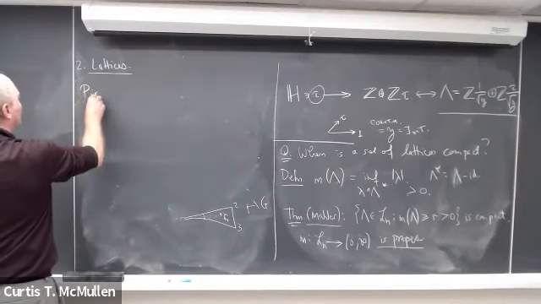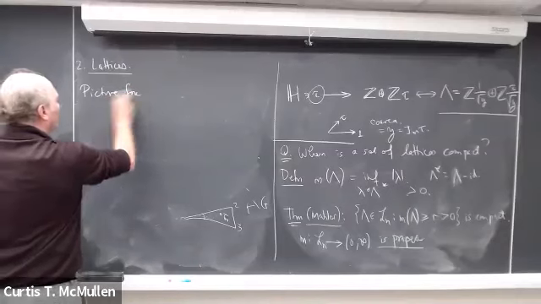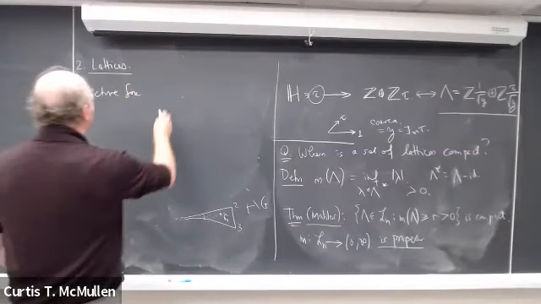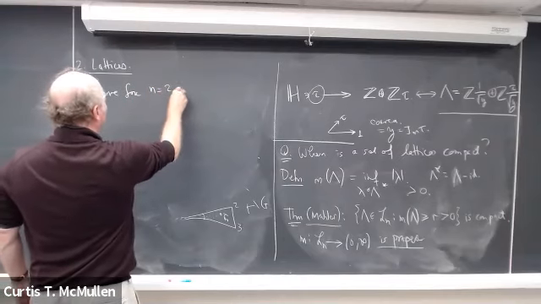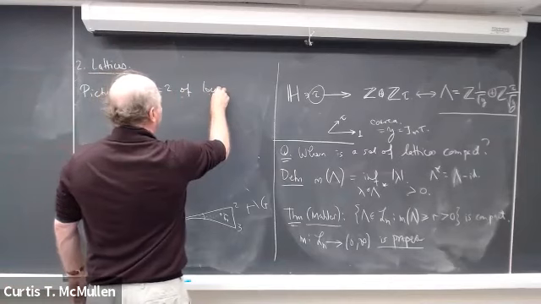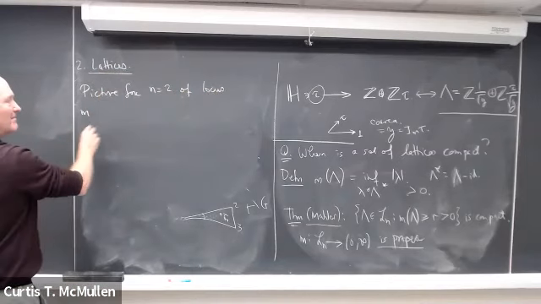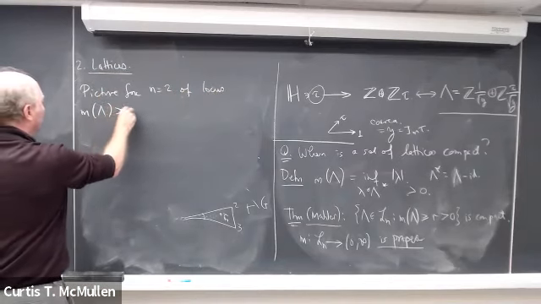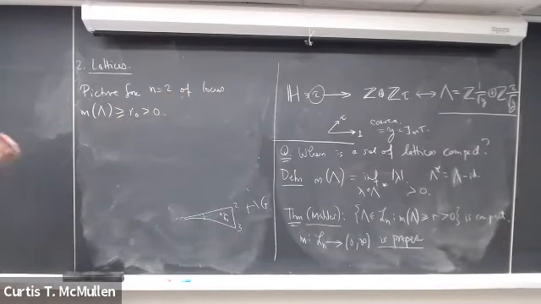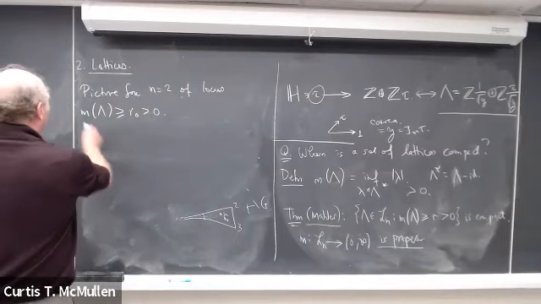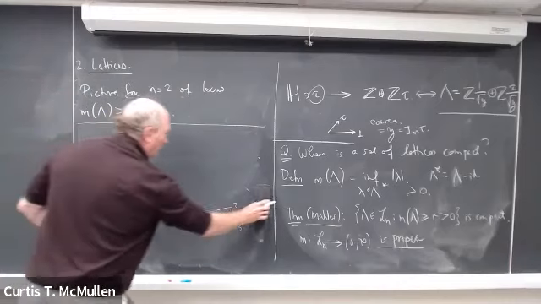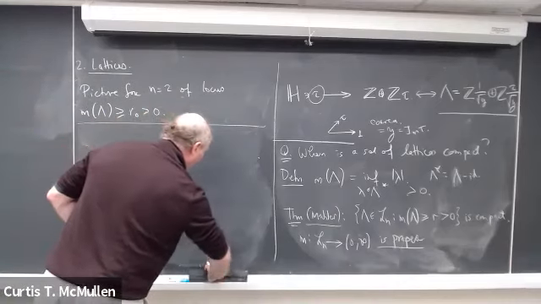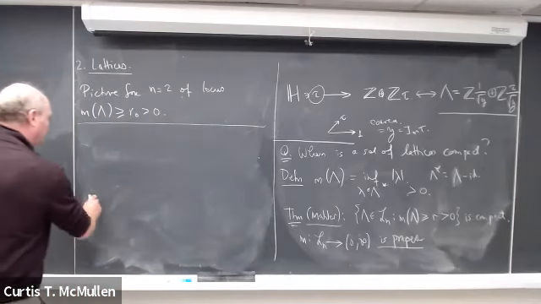So a picture. Let's look at the picture for n equals 2 of the locus where m of lambda is greater than or equal to some constant r naught. Okay, so let's think about what happens when we're in an ordinary lattice, when we're in the upper half plane.